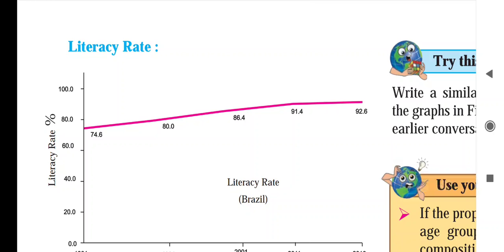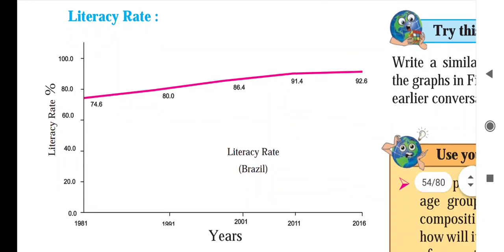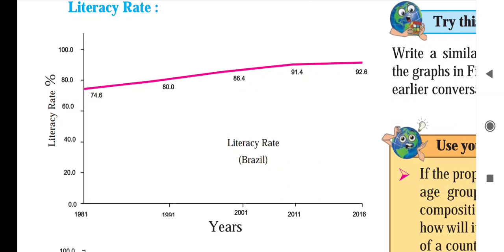So here Brazil's literacy rate we will see. Years are shown on the x-axis and literacy rate in percentage is shown on the y-axis. In the year 1981, the literacy rate of Brazil was 74.6. In 1991 it was 80.0, and in the year 2016 it was 92.6. This means the literacy rate of Brazil is increasing decade by decade.